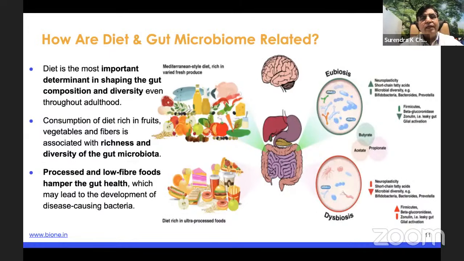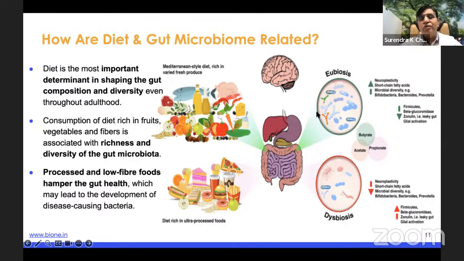Now, as we understand, it depends on the kind of diet, whether we are taking whole food diets and whole vegetable diets, which are rich in fiber, low in carbs, and balanced in protein, or we are taking more processed food diets, with low fiber and a lot of glucose, a lot of sugar-rich diets, or ultra-processed diets.